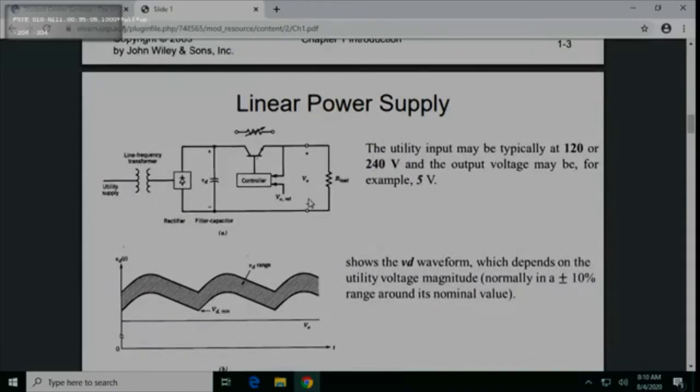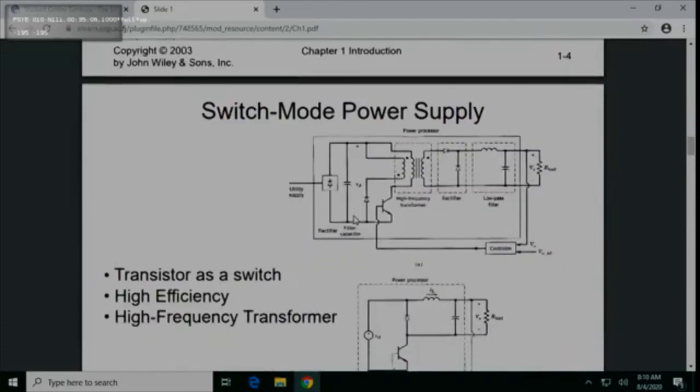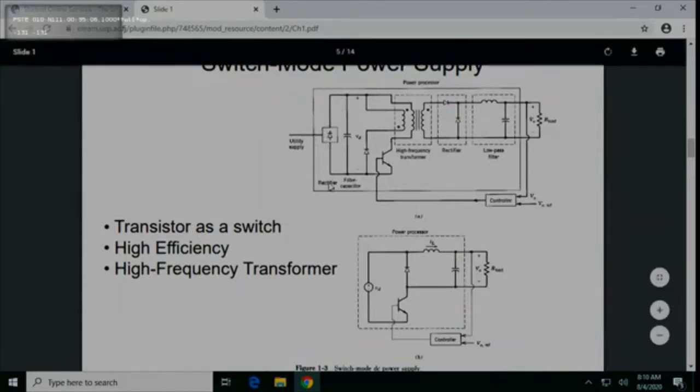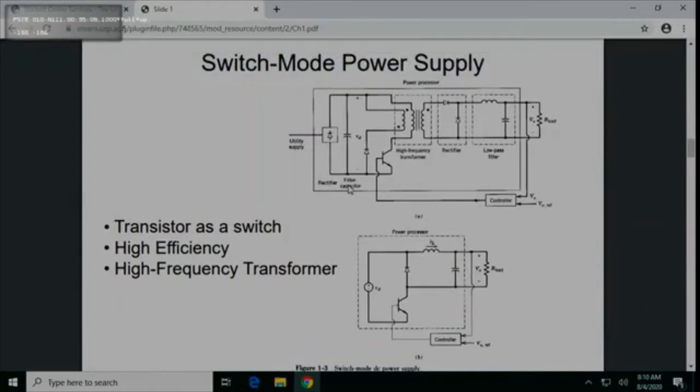Now, just an introduction on switch mode power supply. Again you have the utility supply, a rectifier from AC to DC, and a filter capacitor that further reduces the ripple. Then we have a high frequency transformer. Then we again have a rectifier with a low pass filter before we give it to the load, with a controller.